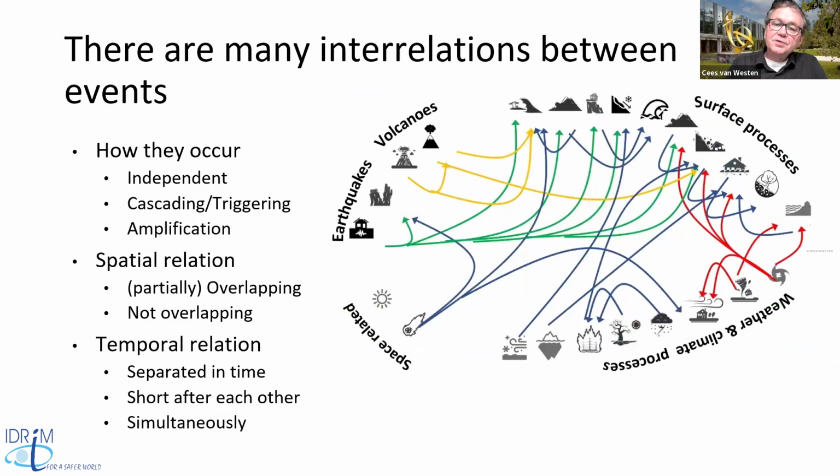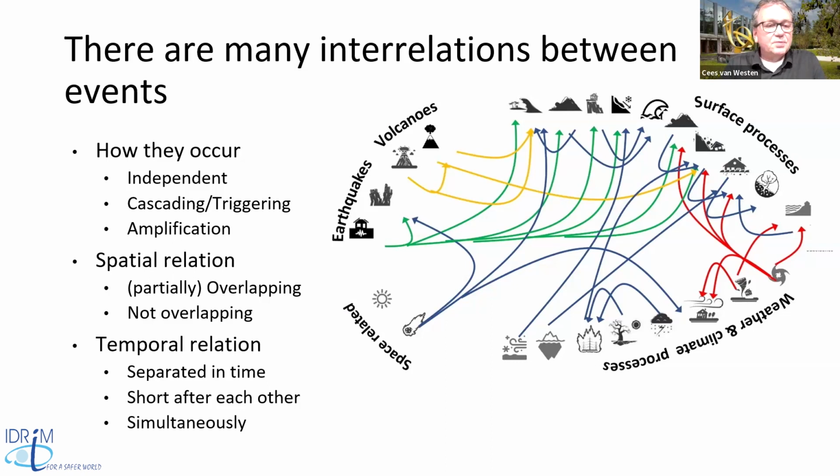So we consider hazards not by themselves, but also by their interrelationships. First of all, how they would occur, whether they are having a relationship in terms of the triggering, or whether they occur in a cascade, like one event triggers another one, or whether they amplify each other. So, for example, a wildfire might cause more flooding if the rainfall happens afterwards. And so we're looking also at spatial relationships, whether these events overlap partially or not.